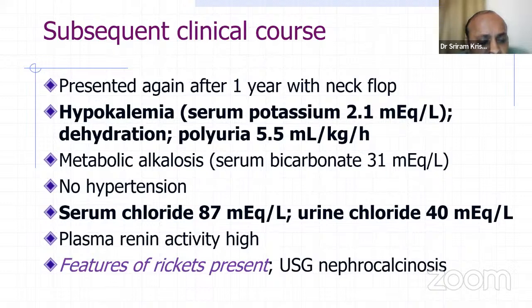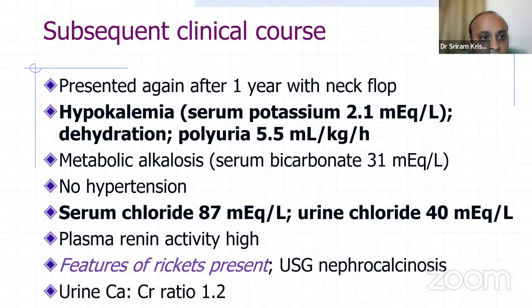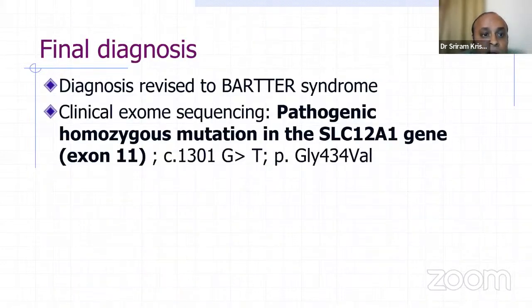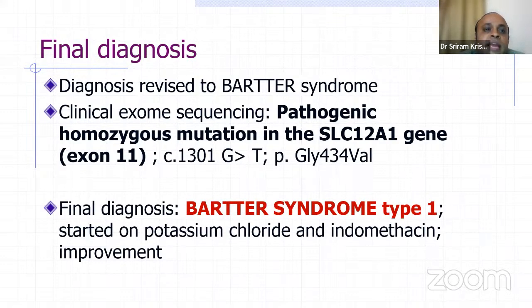So we also observed that he had some features of mild rickets at this point, and the ultrasound showed nephrocalcinosis. The urinary calcium creatinine ratio was found to be high. So we revised the diagnosis to Bartter syndrome. And what we noticed was that the NGS showed a mutation in the gene coding the NKCC2, which is the SLC12A1 gene. And so the final diagnosis was revised to Bartter syndrome type 1, and he was started on potassium chloride and indomethacin. So this case is not a straightforward case.